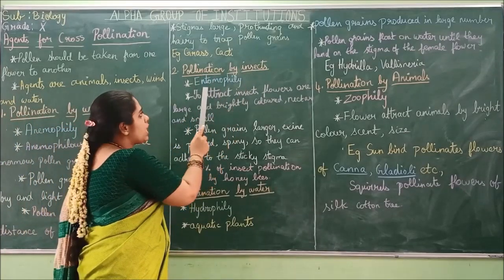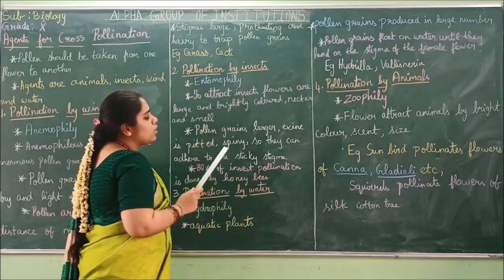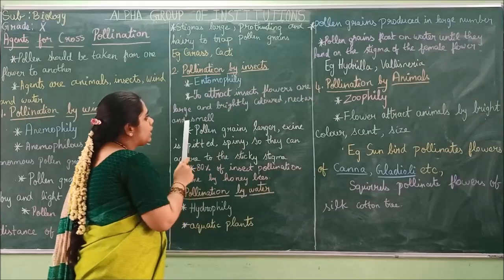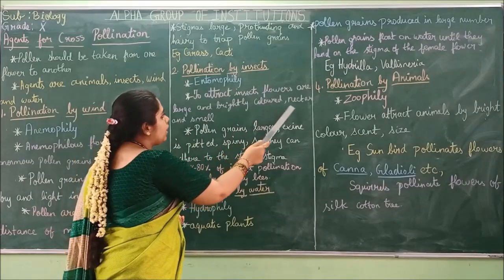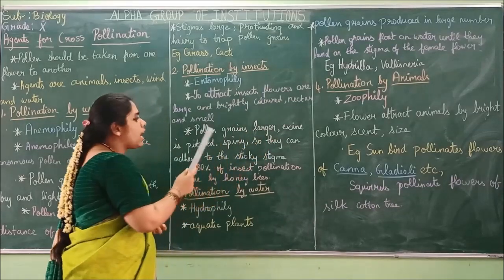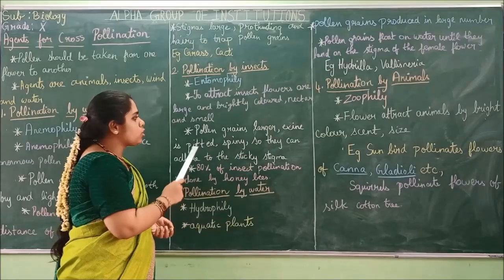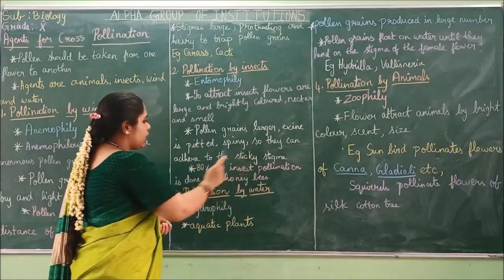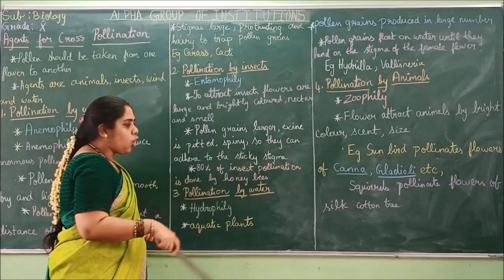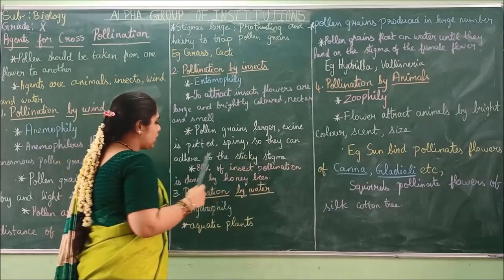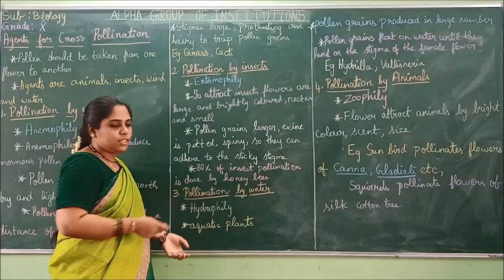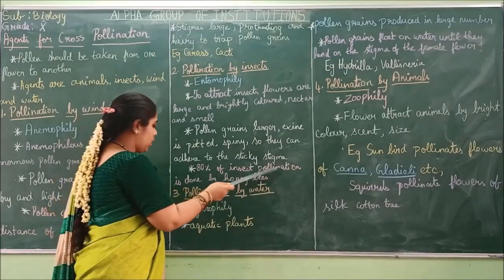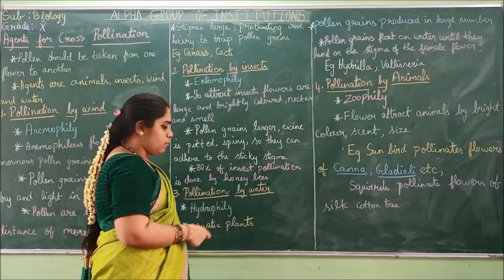Next is pollination by insects. It is also known as entomophily. To attract the insects, the flower should be very large, brightly colored, it should have nectar and a very good smell. The pollen grains should be very large. The insect's body should be hairy and spiny, so the pollen can stick to the sticky stigma. 80% of insect pollination is done by honeybees only.